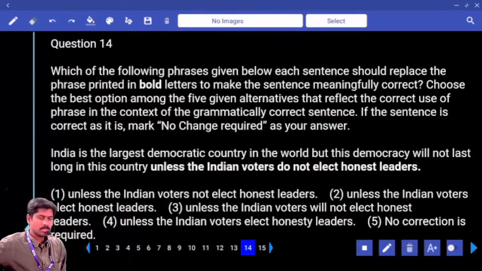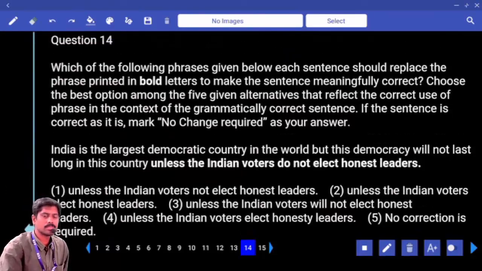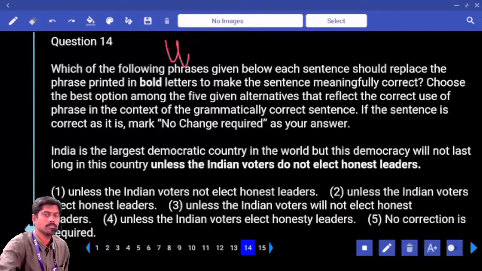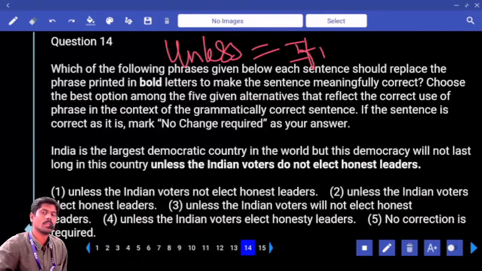India is the largest democratic country in the world. But this democracy will not last long in this country unless the Indian voters do not elect honest leaders. If conditional, do you remember? What is the meaning of unless? Unless means if not.